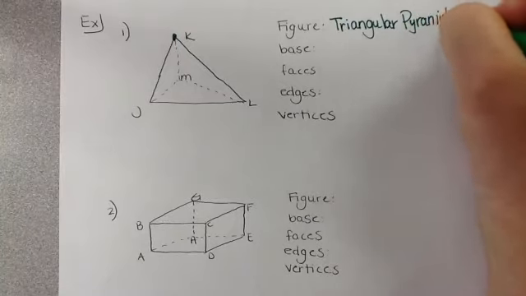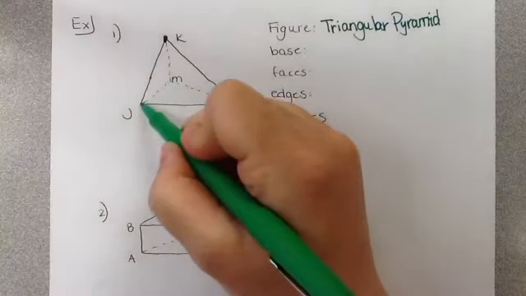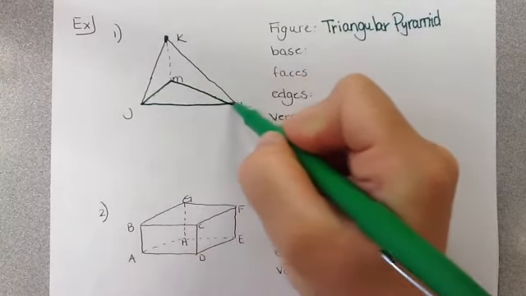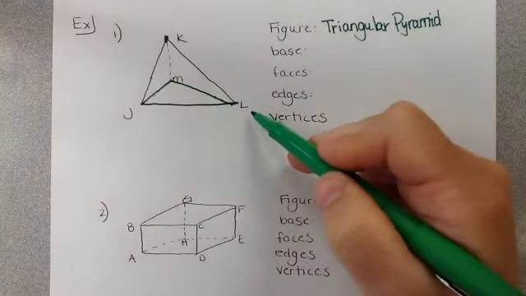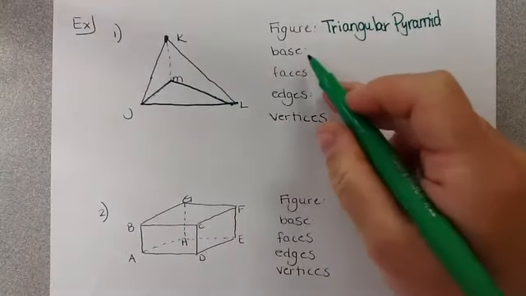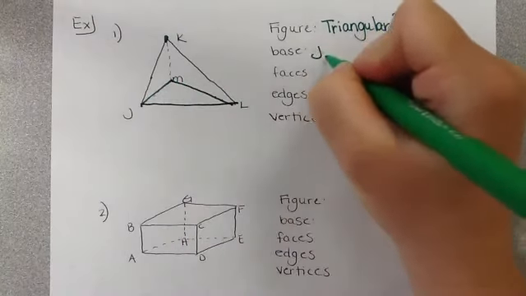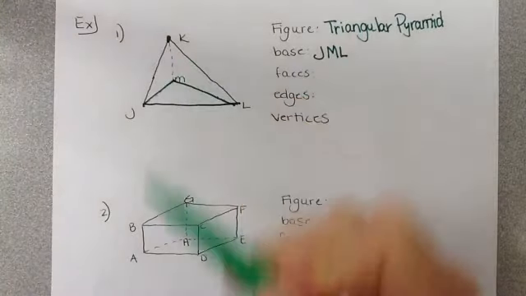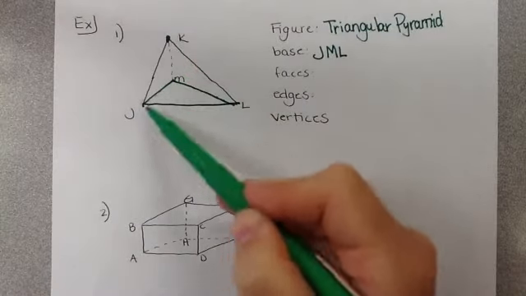For the base, we're going to name one of the triangles. Doesn't matter which triangle you pick. I'm going to go with the bottom. And you have to use all 3 corners when you name it, and the order doesn't matter. So I'll start here. J, M, L. That is one of the bases. There are 3 other bases you could put. This side, the back side, or the front triangle here.